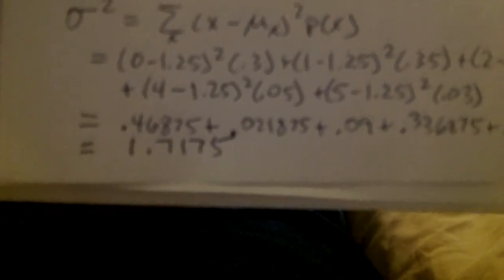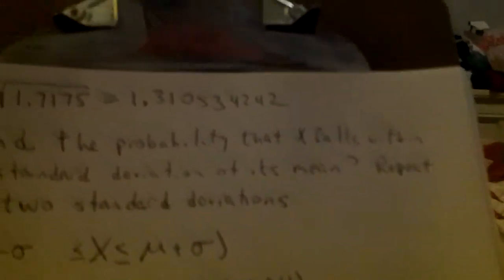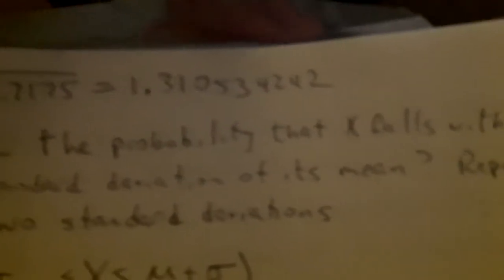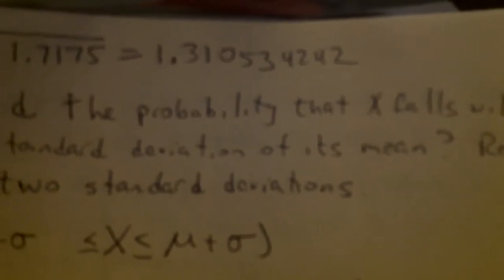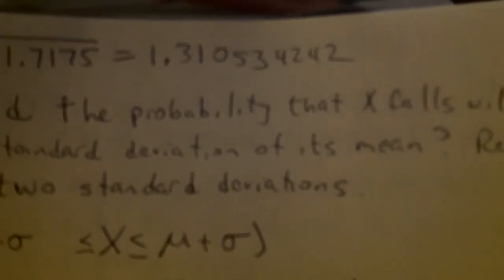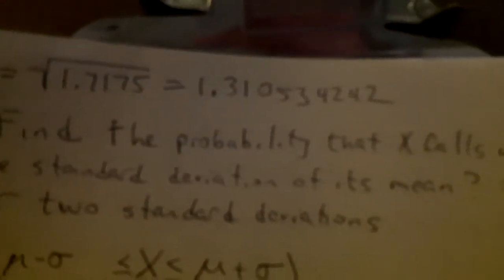If you follow along with the formula for the variance, it works out to be 1.7175. Remember, the units there are squared, so we really want to look at the standard deviation. The square root of that is a little bit over 1.31. So the standard deviation here is approximately 1.31 unsold copies.